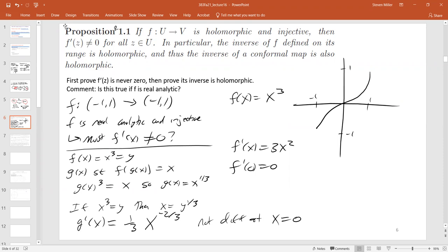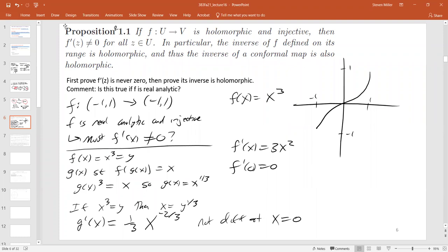But if we happen to restrict ourselves to that sliver, the real axis, then as a real analytic function, it is an isomorphism. Its derivative doesn't exist, however, at every point. And so this is just to really hammer home how careful we have to be.